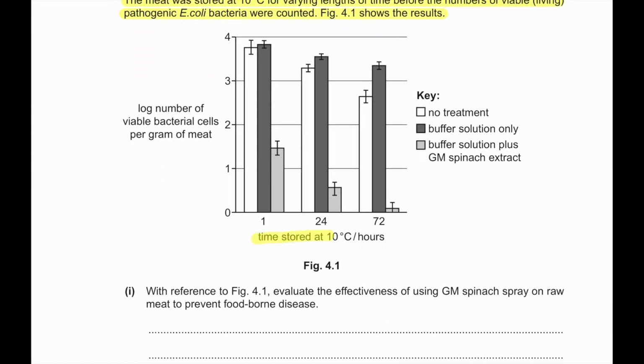So stored at 10 degrees Celsius, 1 hour. We can see with no treatment and with buffer solution only, there is almost a similar log number of viable bacterial cells per gram of meat. However, buffer solution plus GM spinach decreases the bacterial number significantly. As the time passes, it benefits. Buffer solution with GM spinach benefits.